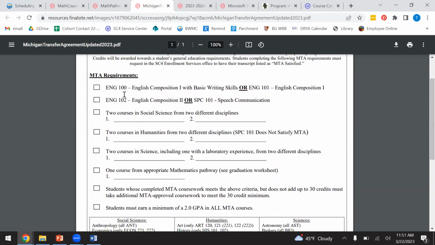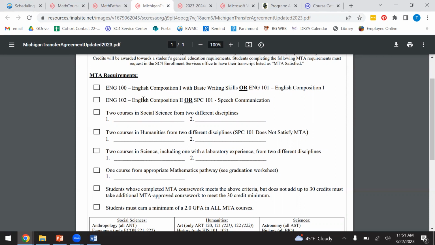So these classes, English 100 or 101, this is the new class that will be explained in a separate video. Basically, you're taking 2 English classes. So you're doing English Composition 1, which you will either do with 100 or 101. You would not take both of these. You would do 100 or 101, and then you would do 102.